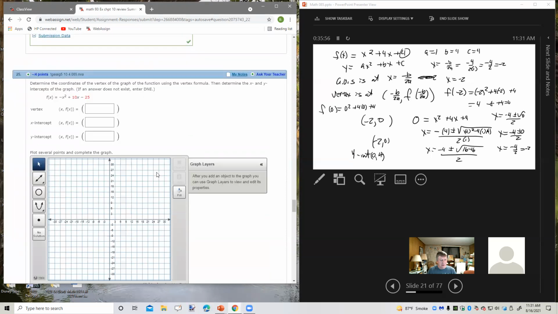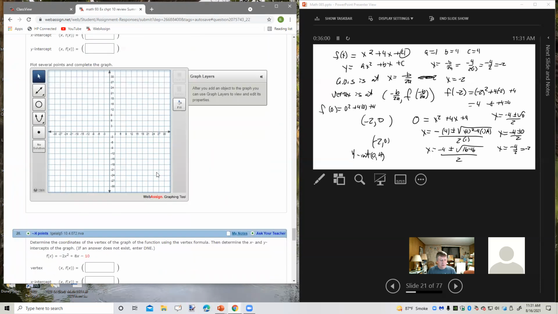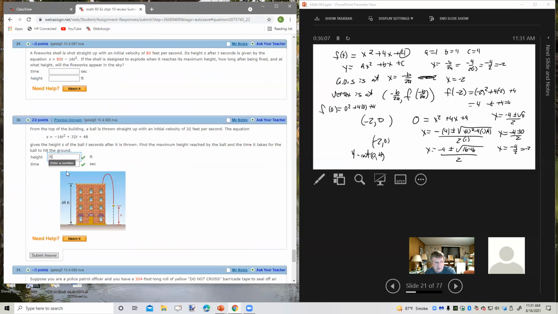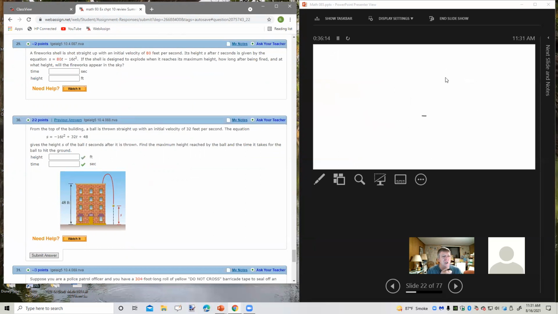Let's go down to, let's take a look at this problem, 29. A fireworks shell is shot straight up with an initial velocity of 80 feet per second. Its height s after t seconds is given by the equation s equals 80t minus 16t squared. If the shell is designed to explode when it reaches its maximum height, how long after being fired and at what height will the fireworks appear in the sky?